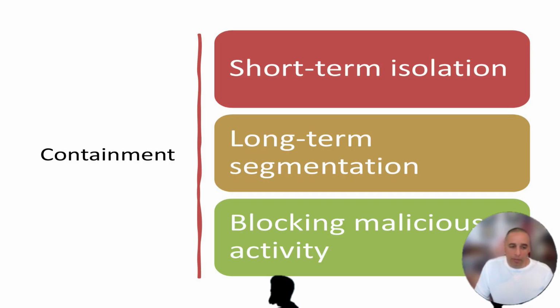Blocking malicious activity. Both short and long-term containment ultimately aim to stop malicious behavior. Examples include blocking malicious IPs and domains, killing malicious processes, preventing command and control communication, removing persistence mechanisms, cutting off lateral movement paths. Blocking malicious activity is about reducing the attacker's ability to operate within the environment, minimizing damage, and setting the stage for full eradication.